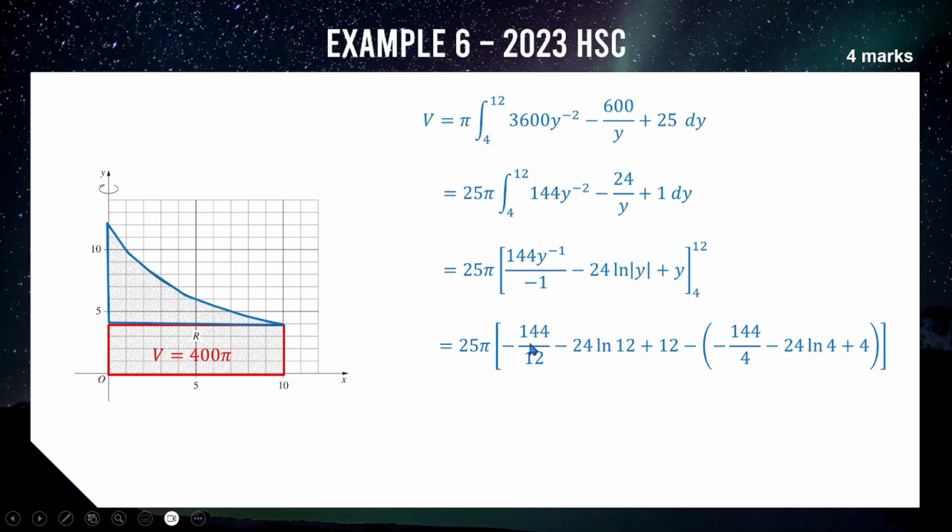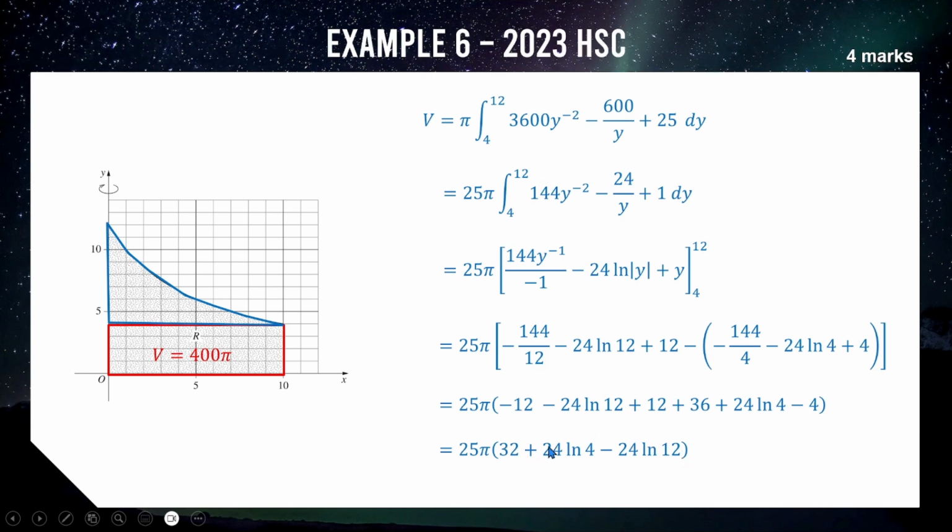Okay, so 144 over 12 is 12. There's a negative out the front. We've got 24 log 12 here, we've got a 12 here. 144 divided by 4 is of course 36, and then we've got 24 log 4 here, and then the minus out the front, making that 4 negative. Okay, combining some stuff together, we have a negative 12 and a 12 that cancel out. We have a 36 minus a 4 that makes 32.